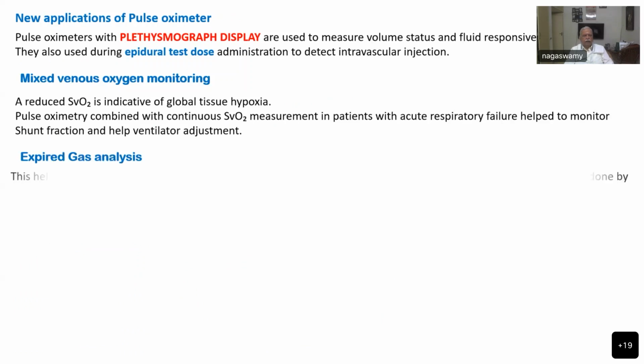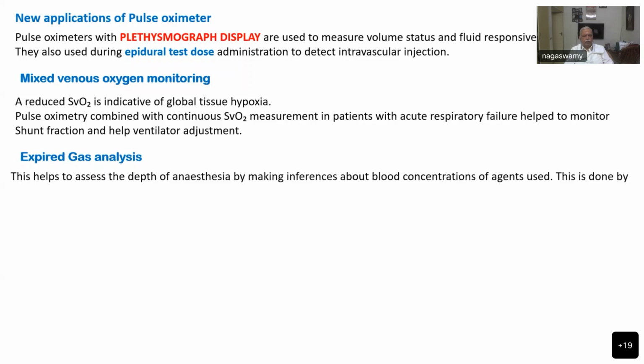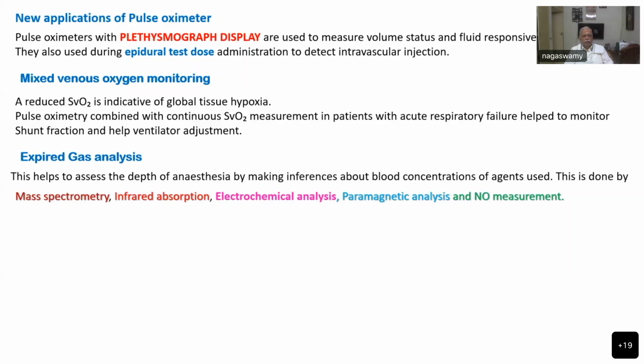Now, expired gas analysis also is becoming part of the monitoring of respiratory function. This helps to assess the depth of anesthesia by making inferences about blood concentrations of the agent used. And this is done by either mass spectrometry, infrared absorption, electrochemical analysis, paramagnetic analysis, and nitric oxide measurements.